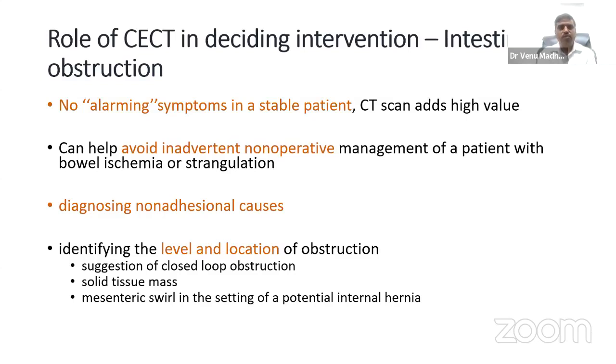So, summarizing the role of CT in intestinal obstruction: if there are no alarming symptoms in a stable patient, CT can add high value in some patients. It can help in the non-operative management of patients without bowel ischemia or strangulation. It can diagnose non-adhesional causes. It can identify the level and location of obstruction and suggest a closed loop obstruction, a mass, or a potential internal hernia.